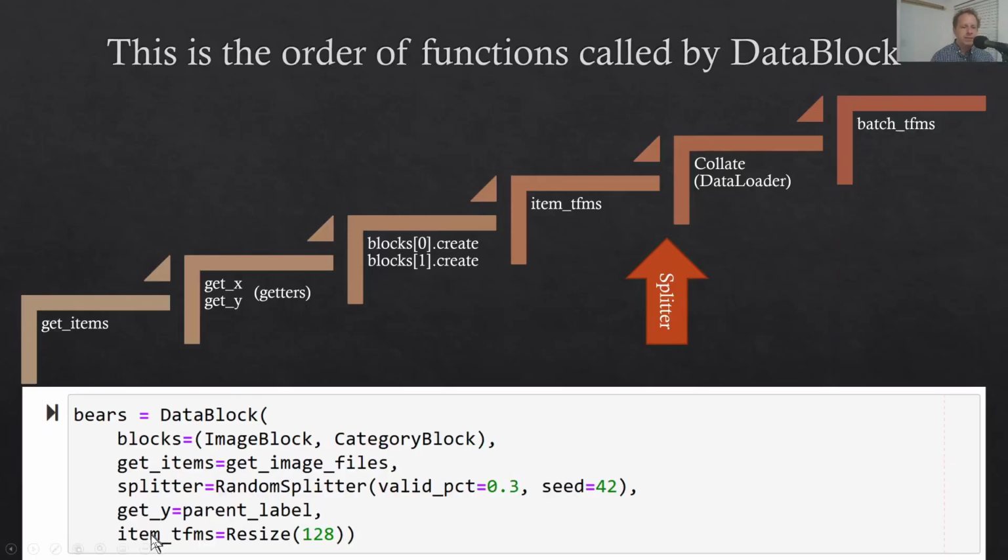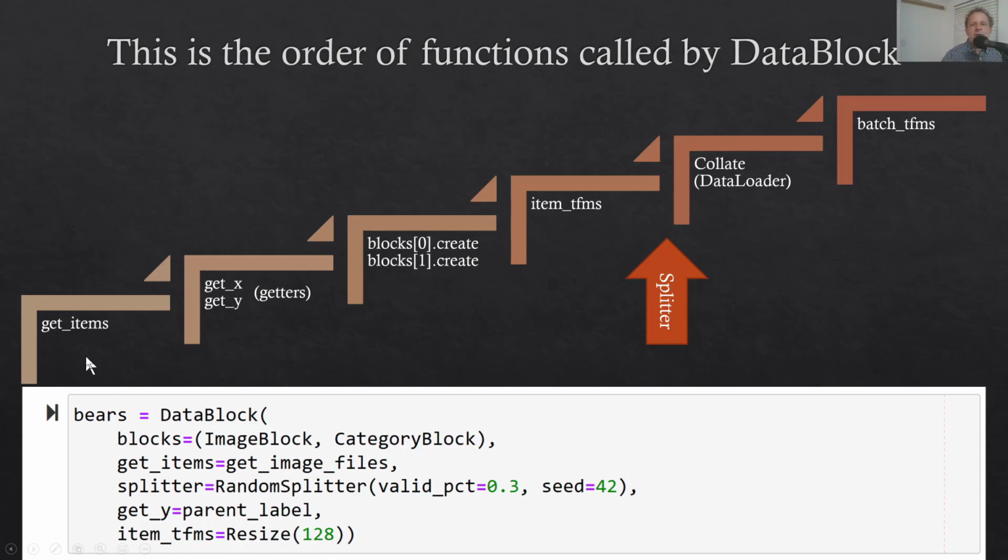And then finally here we've got something called item transforms. We'll be learning a lot more about transforms in a moment. These are basically functions that get applied to each image. And so each image is going to be resized to a 128 by 128 square.